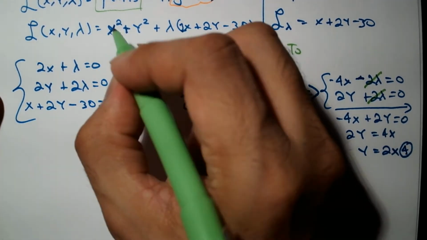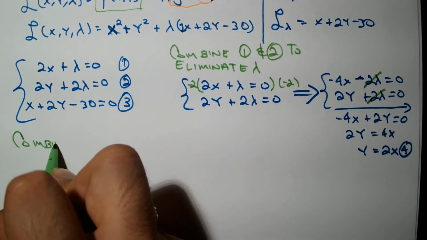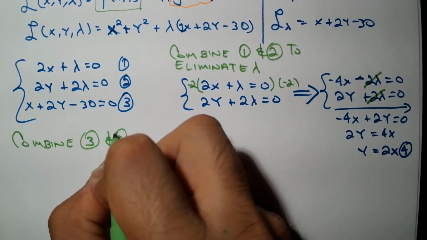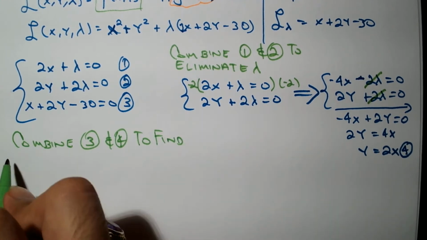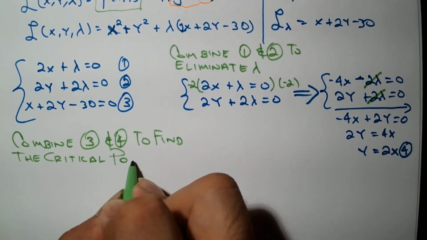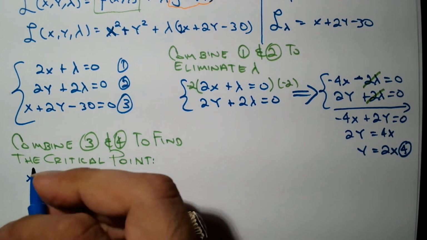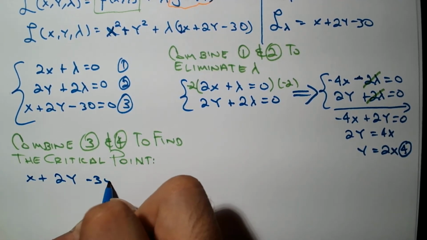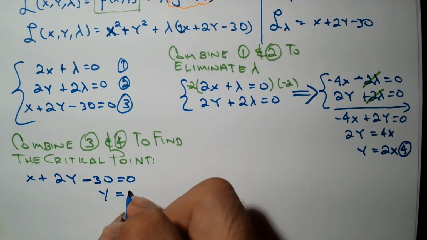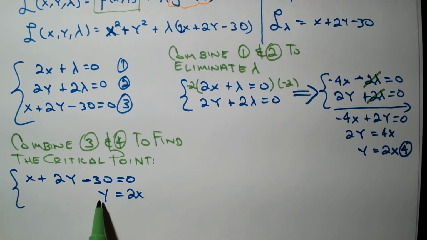So that's, if you will, the next step. Combine 3 and 4 to find the critical point. Okay, so I'm going to form a new system with the third equation, x plus 2y minus 30 equals 0, and y equals 2x.